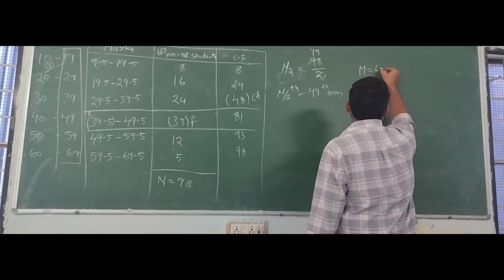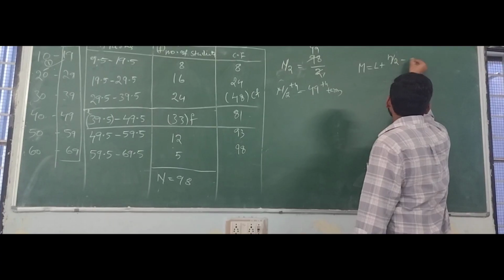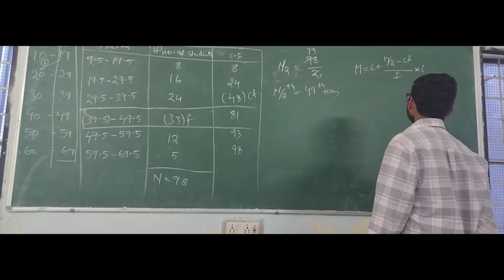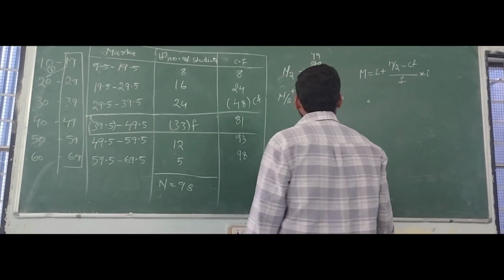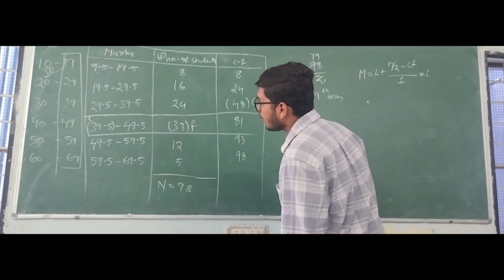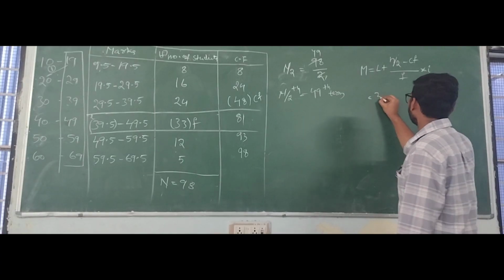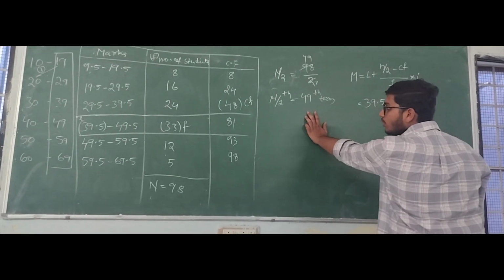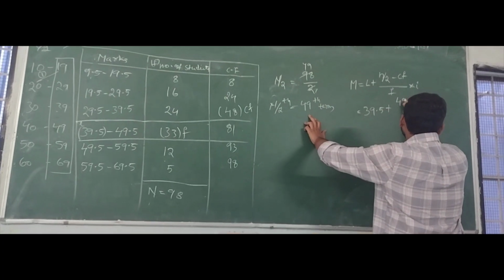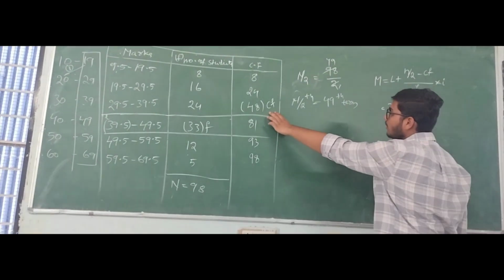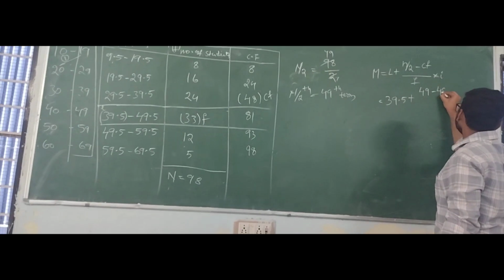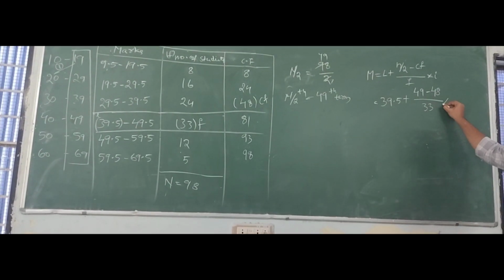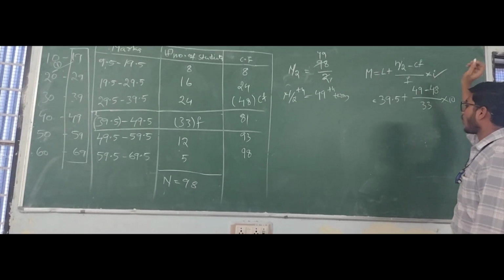M is equal to L plus (n by 2 minus CF) by f, into i. What is the L value? 39.5 is the L value. 39.5 plus the n by 2 value, which is 49, minus the CF cumulative frequency 48, by f which is 33, into 10. i represents the common factor.